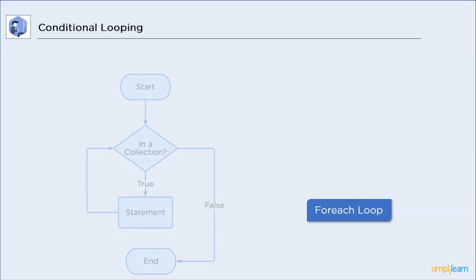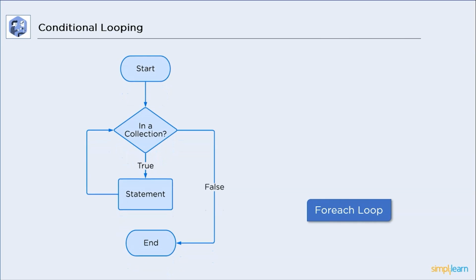Finally, we have for each loop. When a program wants to iterate through the contents of a list, it uses a for each loop. It can be applied to a collection such as array or list. Let's write a code to understand it better.